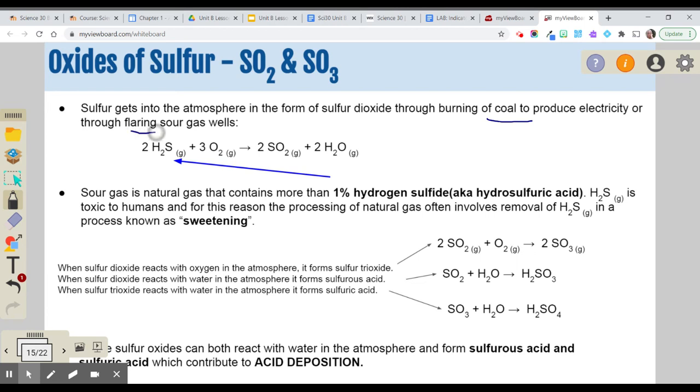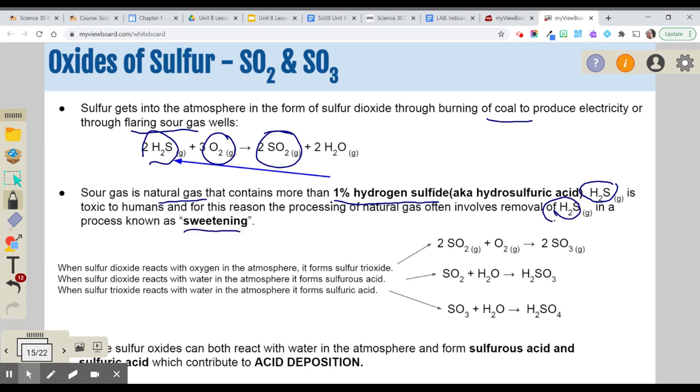Or if you're flaring a sour gas well, then that hydrogen sulfide that's in there reacts with the oxygen to form sulfur dioxide. So sour gas is natural gas that contains a larger amount of hydrogen sulfide, or you might know it as hydrosulfuric acid, and it's toxic to humans. And so this has to be removed, and it's in a process called sweetening.